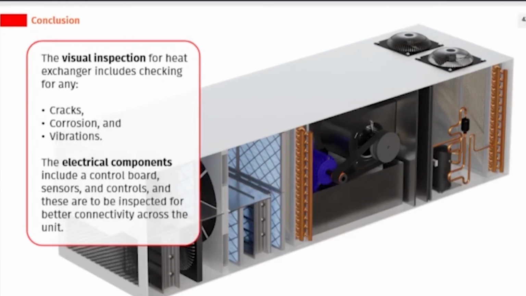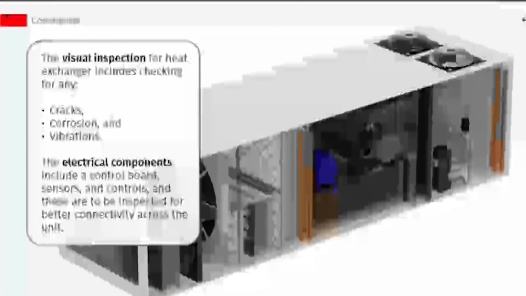The visual inspection for heat exchanger includes checking for any cracks, corrosion, and vibrations. The electrical components include a control board, sensors, and controls, and these are to be inspected for better connectivity across the unit.